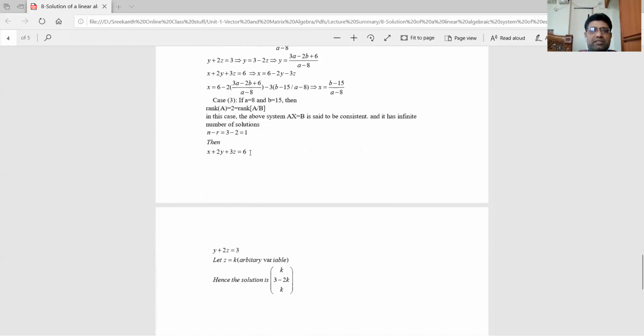Then x plus 2y plus 3z equals 6. From that, y plus 2z equals 3. So I have to choose z equals k. If I choose z equals k, from this I will get y equals 3 minus 2k. And if I substitute z equals k and y equals 3 minus 2k, I will get x is k. So you can choose k any value, therefore you will get infinite number of solutions.